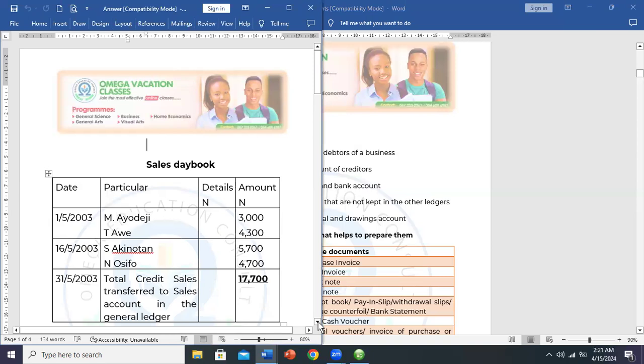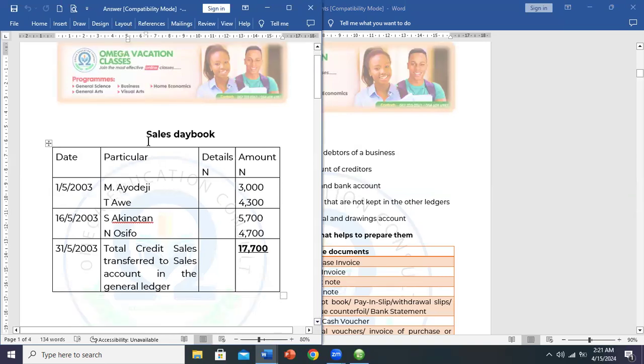Okay, so I'm referring to the question we solved last week. That is what you have here. We prepared the sales daybook. So after preparing it, you have to post these entries into the ledger, and that is where you do the debits and credits.